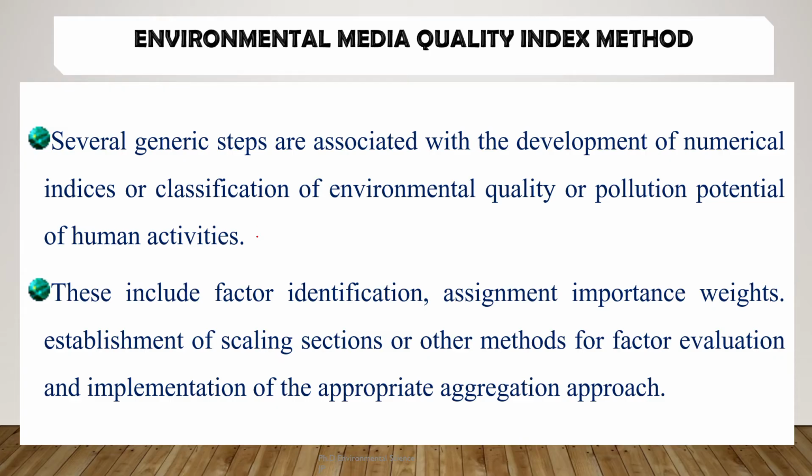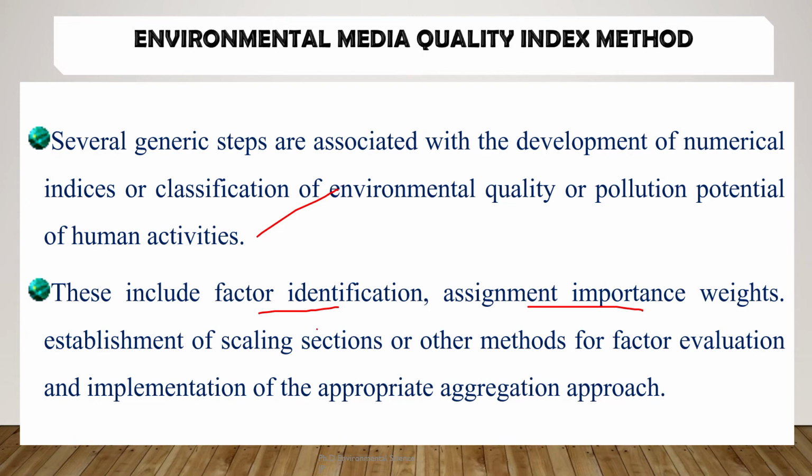So, various steps involved are: first is factor identification. Identify the relevant environmental factors or parameters that need to be assessed. These factors could include air quality, water quality, soil quality, noise levels, and other environmental media. Second is assignment of importance weights. Assign importance weights to each identified factor based on their significance to environmental quality. This step ensures that more critical factors have a greater influence on the overall index.